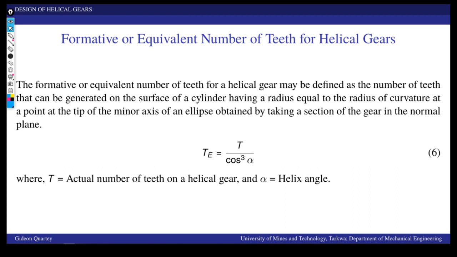In the design of helical gears, we have what we call the formative or the equivalent number of teeth for helical gears. The formative or equivalent number of teeth for a helical gear may be defined as the number of teeth that can be generated on the surface of a cylinder having a radius equal to the radius of curvature at a point at the tip of the minor axis of an ellipse, obtained by taking a section of the gear in the normal plane.